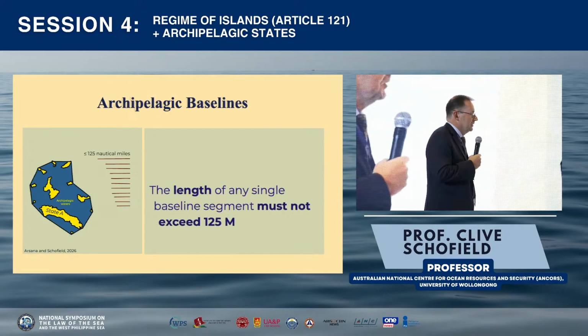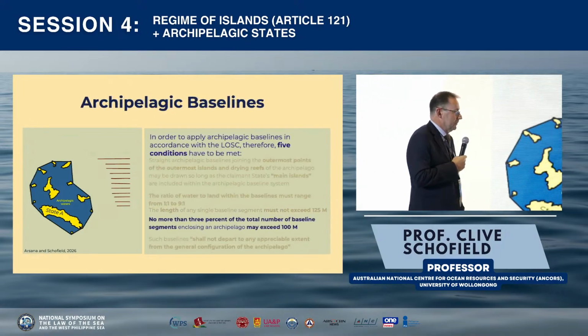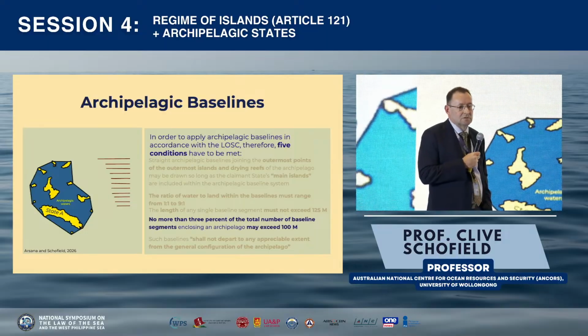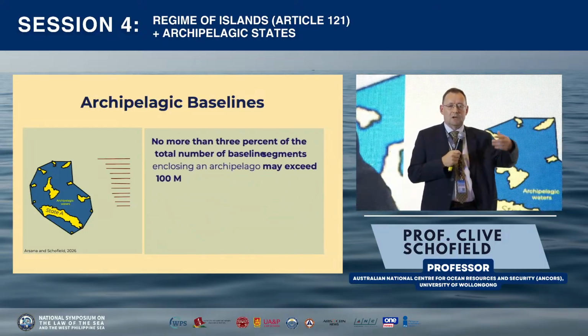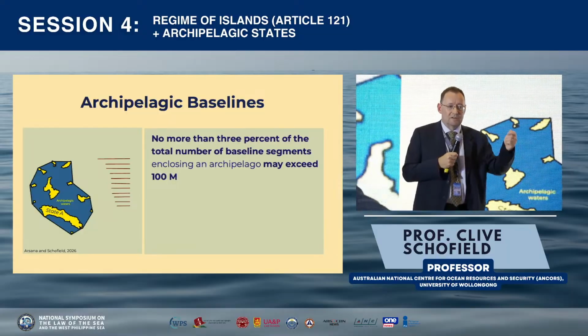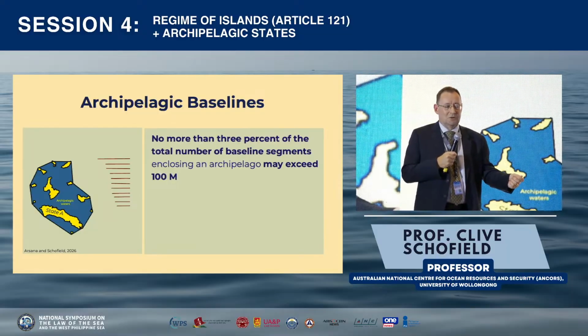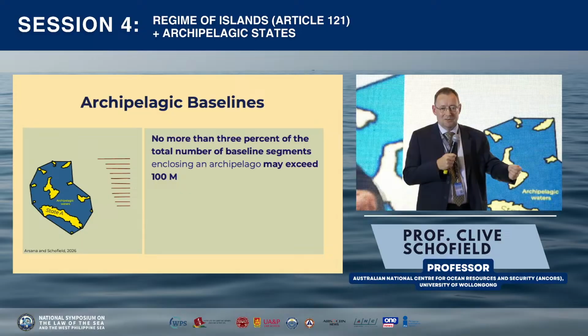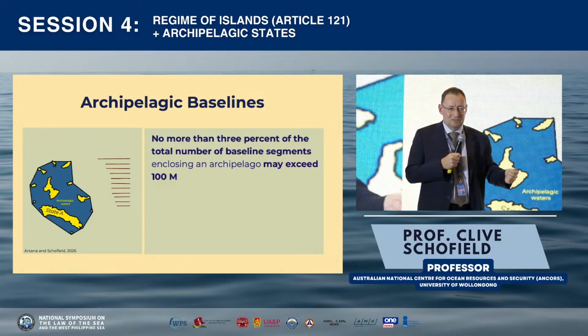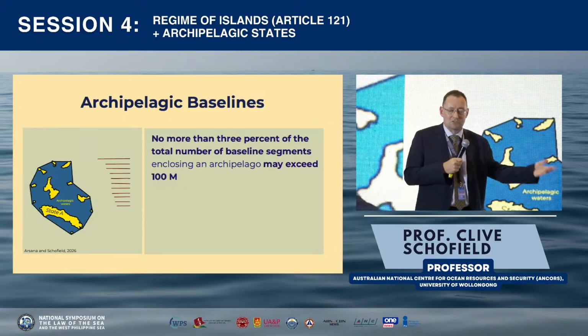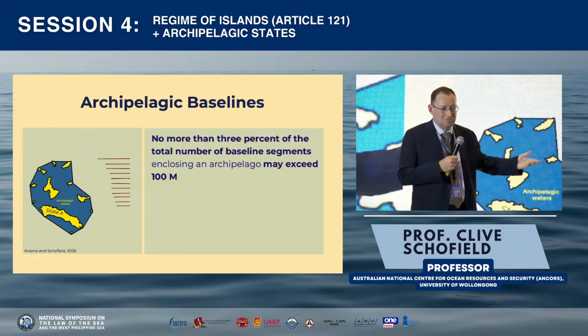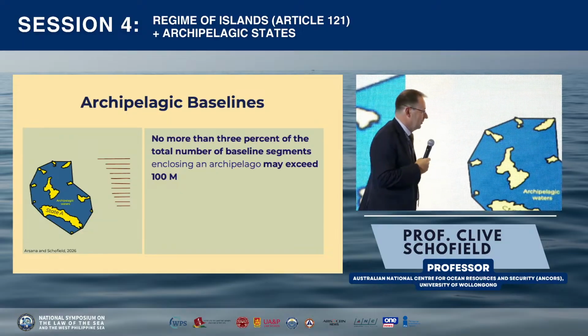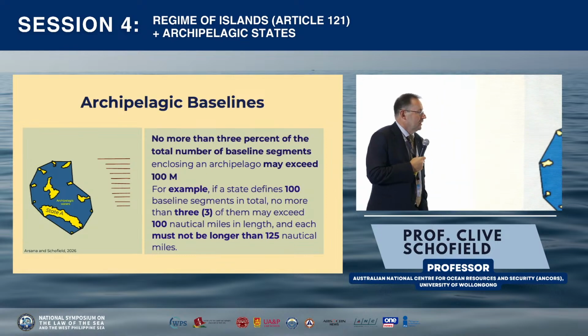I think this 3% rule is an illusion because of course, it's the archipelagic state that's drawing the segments. So you can always break your archipelagic baseline segments into smaller and smaller segments and change the numbers if you need another segment that's over 100 nautical miles long.